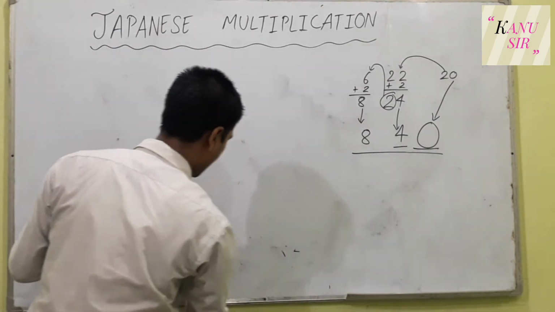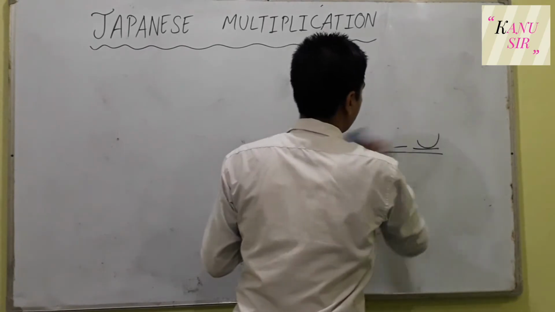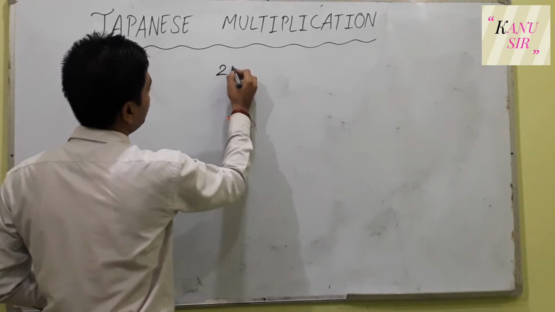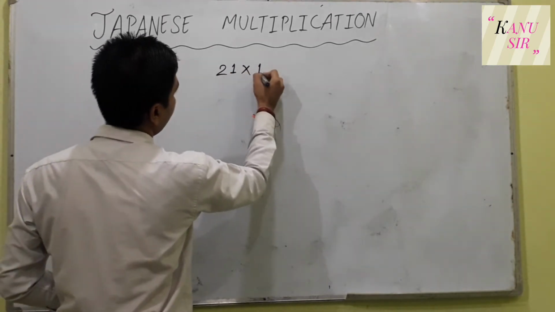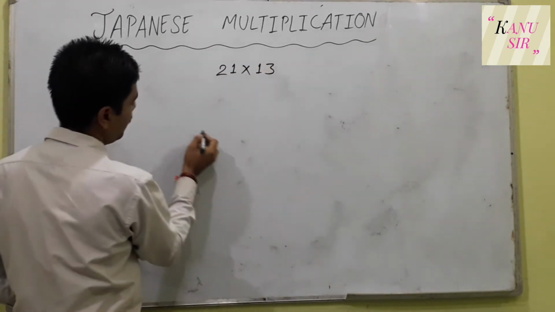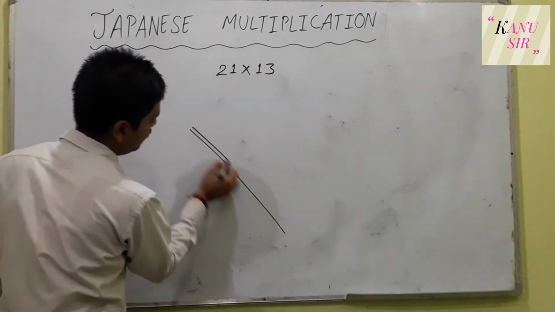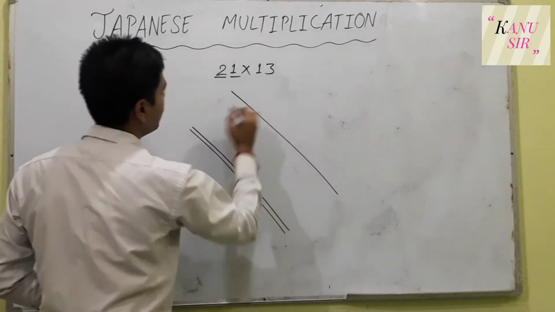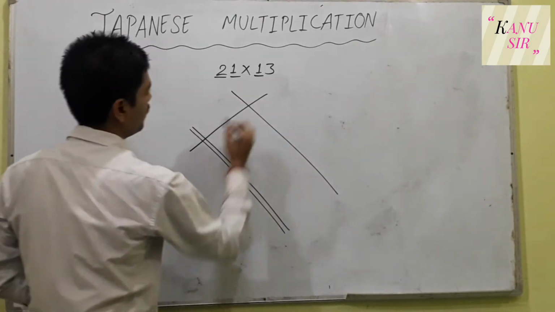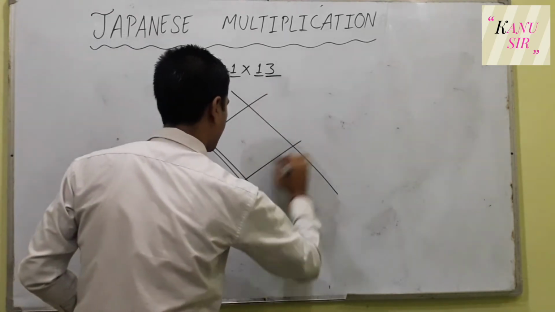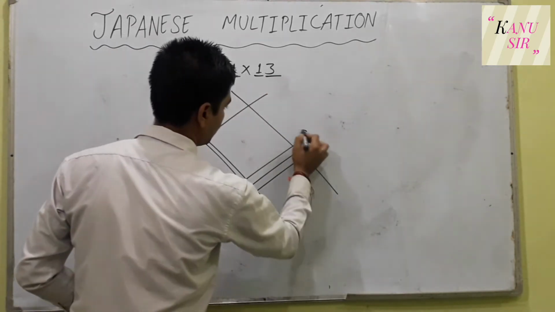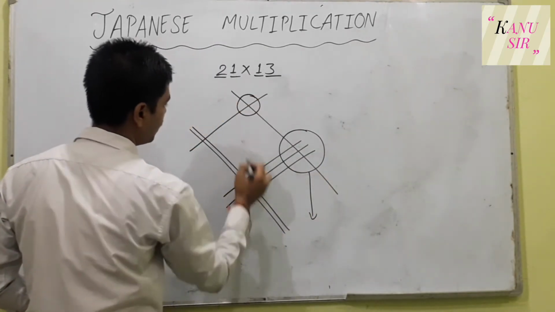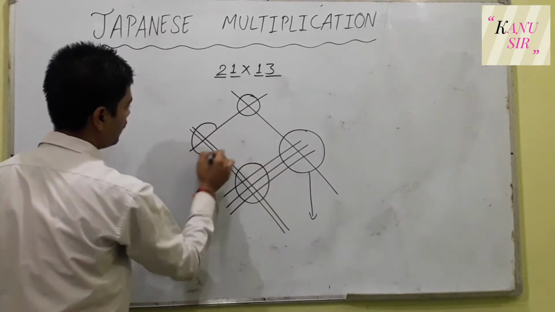Okay, if you are still in doubt, let us take one more example. 21 times 13. 1, 2 for the 2. 1 for the 1. 1 and 3. 1, 2, 3. This area is for ones. This area is for tens. This area is for hundreds.